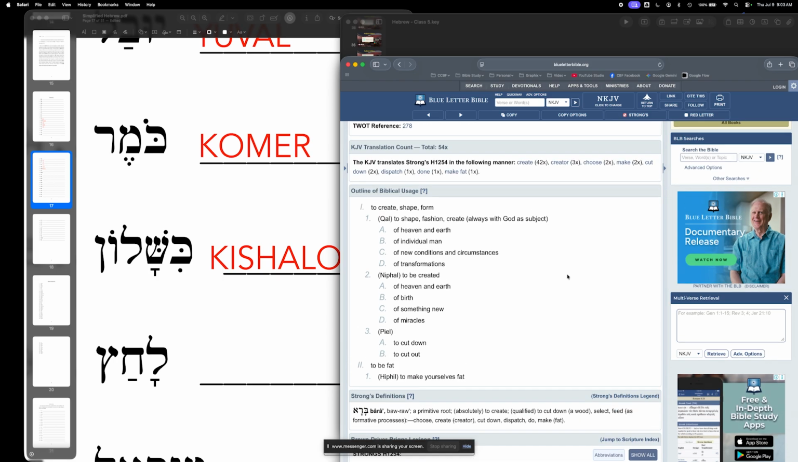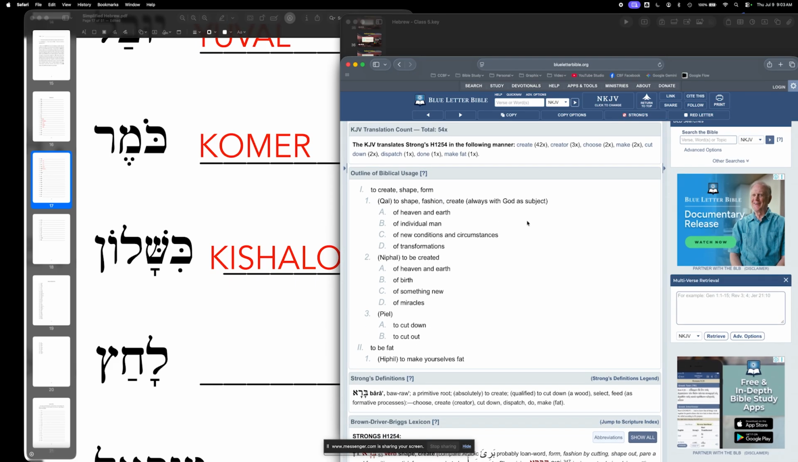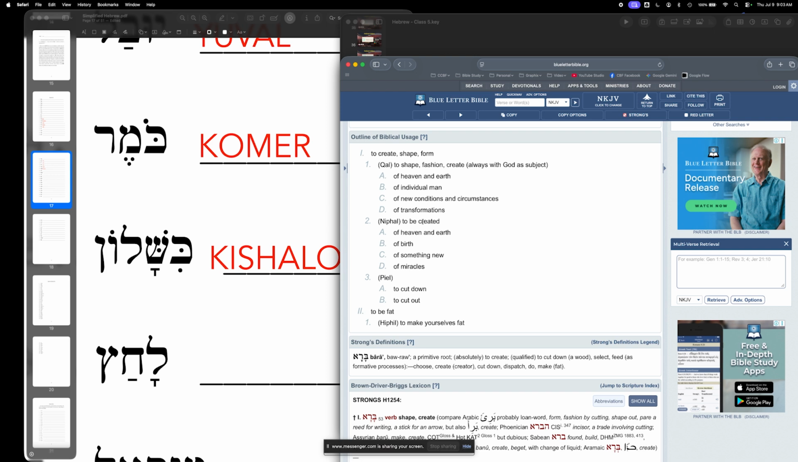Notice its meanings, okay? If it's a kal, fashion, shape, create, always with God as the subject. God's the only one that can bara. Man can't bara, God baras. Nifal, to be created, makes sense. Kal, active.